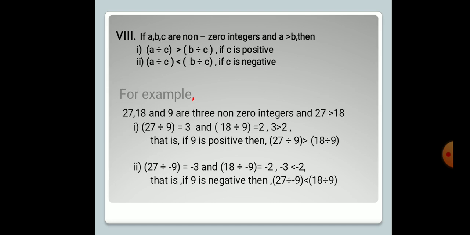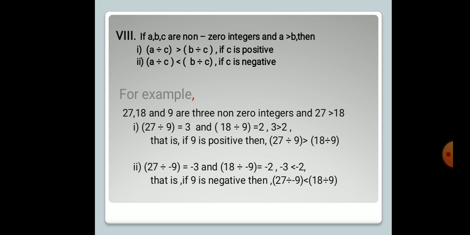Now, next one. If A, B, C are non-zero integers and A is greater than B, then A divided by C is greater than B divided by C if C is positive. For example, we are taking 3 non-zero integers, it must not be 0: 27, 18 and 9. Here A is 27, B is 18 and C is 9. And A is greater than B. Here 27 is greater than 18.